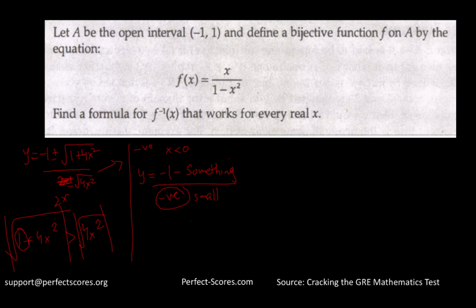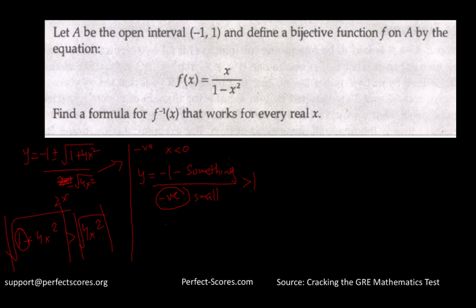You can clearly see that this value over here, you have negative here, you have negative here, you have negative here, that'll make the whole thing positive. This value is going to go greater than 1 all the time, isn't it? This value is going to go greater than 1 all the time.